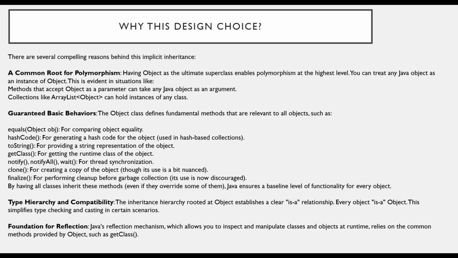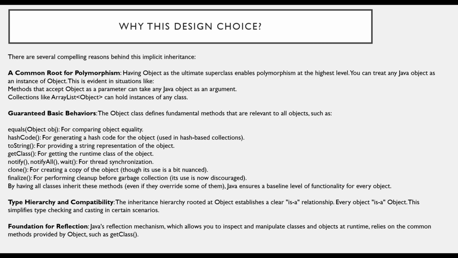Now why is this a design choice? There are several reasons for having this implicit inheritance. The very common one is polymorphism. If you have an ultimate superclass, it enables the polymorphism concept, which is one of the OOP concepts, at the very highest level. At the top level, Object is going to be the highest level.